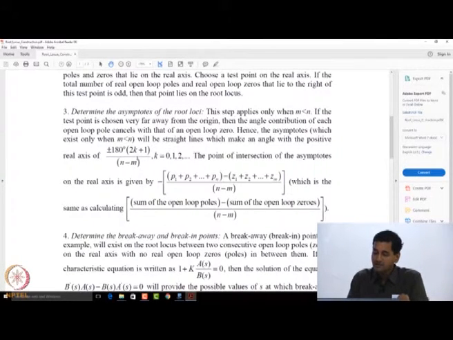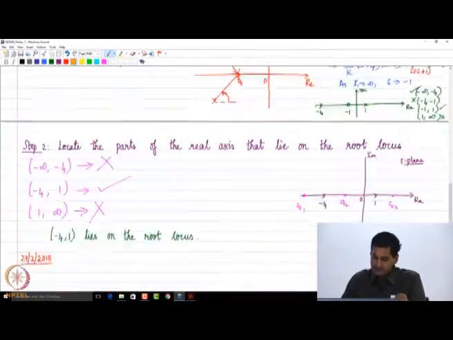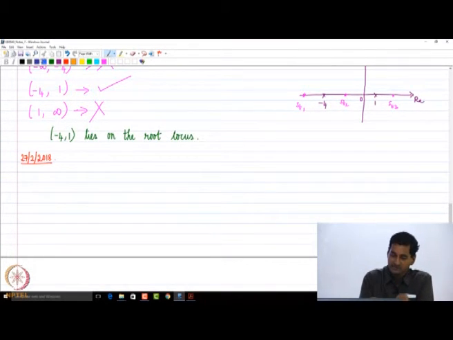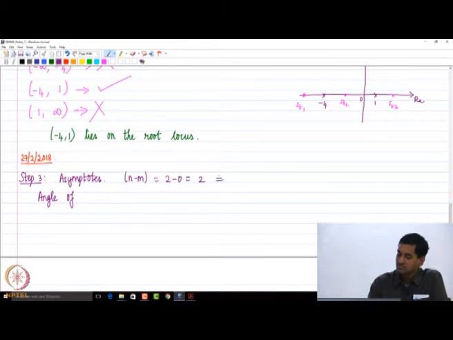So we figured out how to get the angle of the asymptotes, and that comes from the angle condition. So let me go back here. Step 3 deals with the evaluation of the asymptotes. First of all, in this problem n minus m is going to be equal to 2 minus 0, which is 2. So this implies that there are 2 asymptotes in this problem.